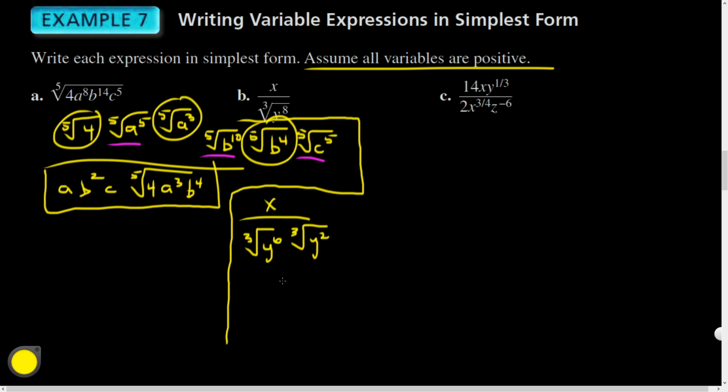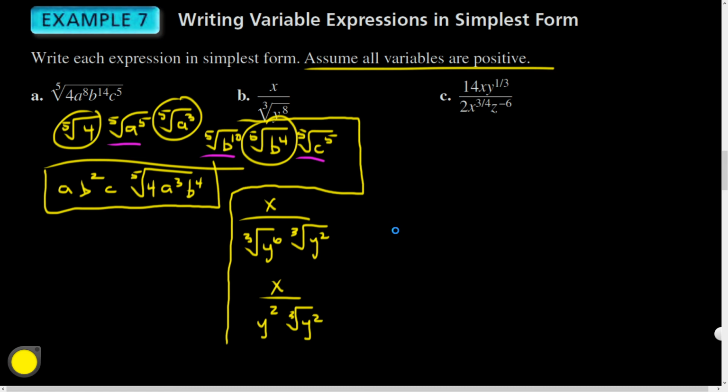Okay. So up top, I'm going to... Oh, this problem's devious, guys. The cubed root of y to the 6th is y squared, because I divide the exponent by the index. And I'd have the cubed root of y squared. Now it says simplest form. Guys, I can't leave it in this form.